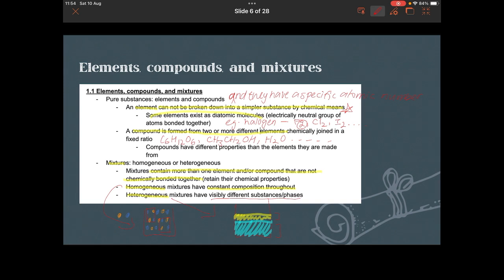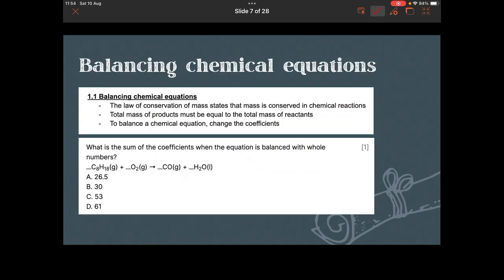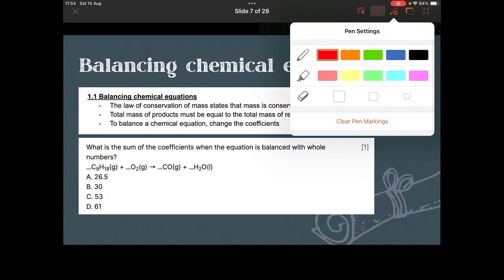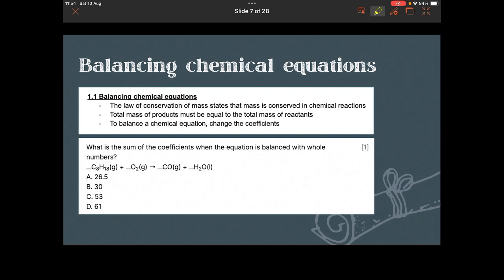And that is because these substances, in this example, water and oil, cannot form intermolecular forces between each other, whereas for homogeneous mixtures, they very often can, because that's how they are mixed together. Okay, next, looking at chemical equations, balancing chemical equations.